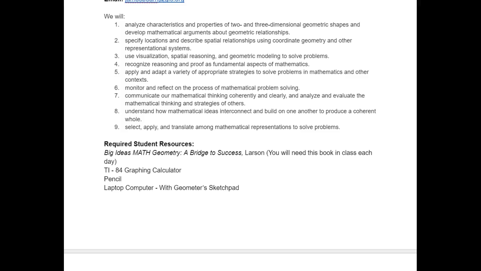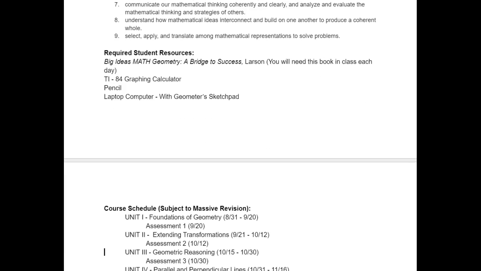You need a calculator, TI-84 calculator for this class. We're going to spend some time using that because this is the calculator you're allowed to use on things like the ACT and SAT. So that's important. You need a pencil. You need a laptop computer with Geometer Sketchpad. We're going to go through how to load Geometer Sketchpad on there, but it's going to be a tool that we're going to use throughout this course.